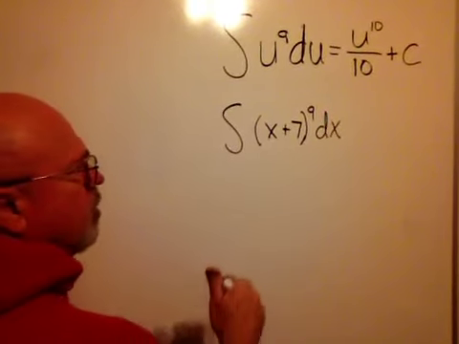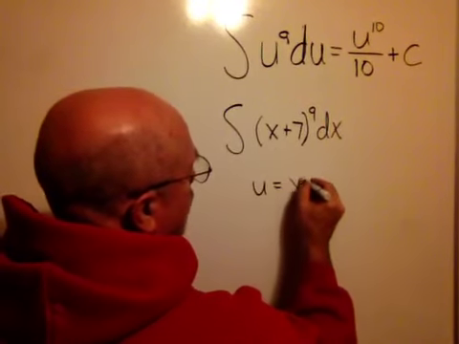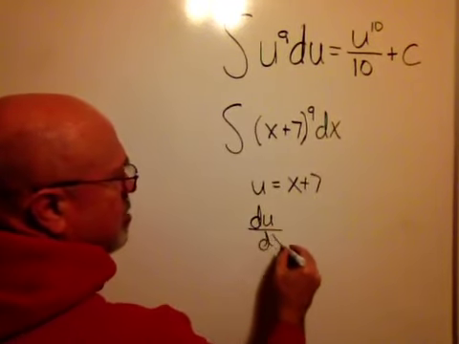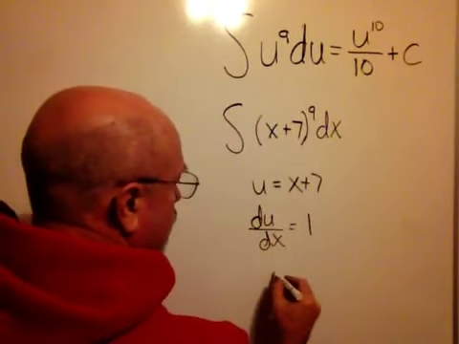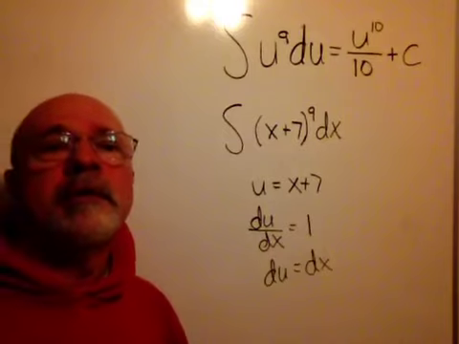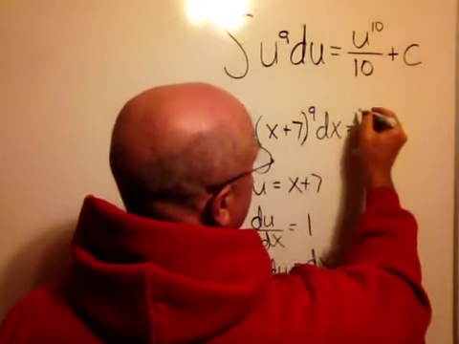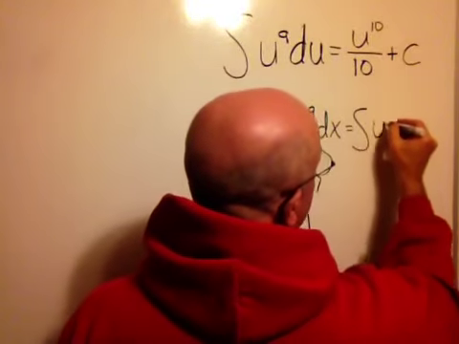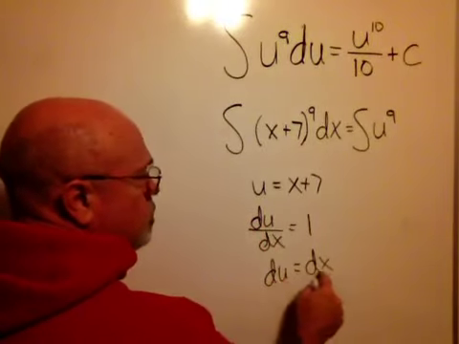But if I look at that, if I would make a little substitution, if I would just replace u with x plus 7, I know that the derivative of u with respect to x is simply 1, or solving this, I know that du and dx are exactly the same thing. So what I can do is rewrite my original integral in the form: x plus 7 is replaced with u, to the 9th power, and dx and du are the same thing.